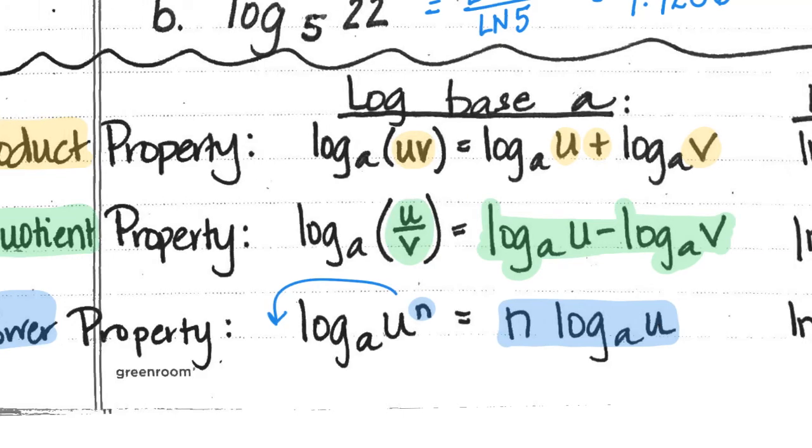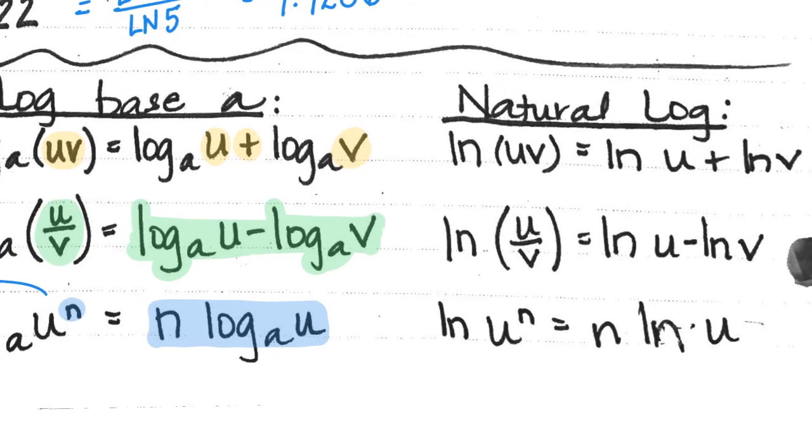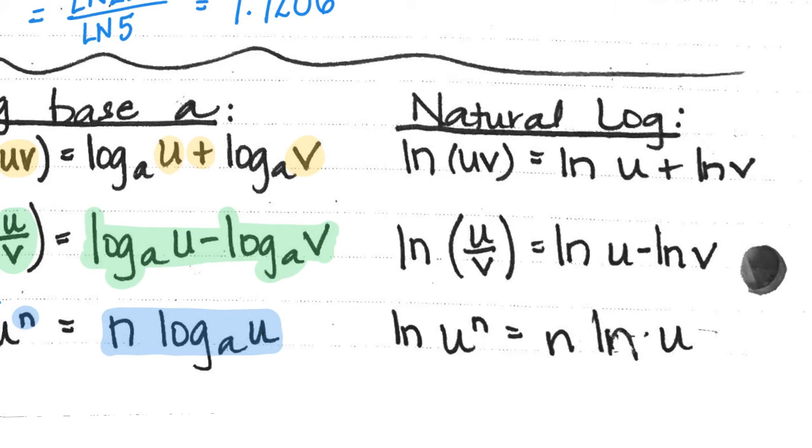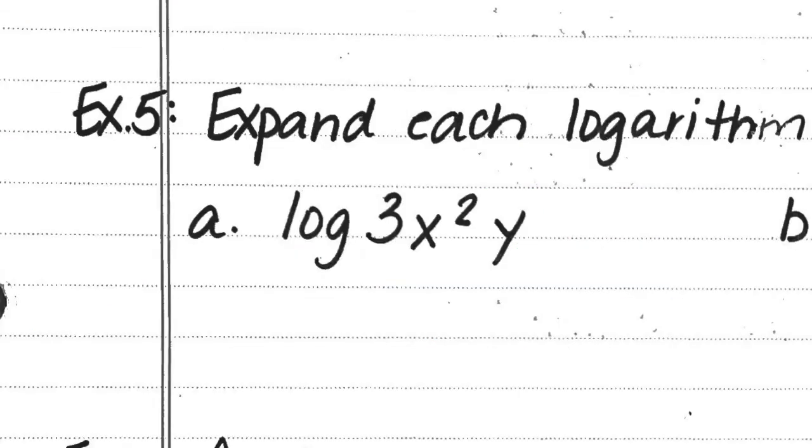Now, when I work with all those properties in natural logarithms, notice they don't change. The exact same stuff is going to happen. So when I multiply, the product property, I add. When I divide, I am subtracting. And when I have a power, that guy's going to fly to the front, and we get n times the ln of u. I'm going to move on to show you how to use these properties.